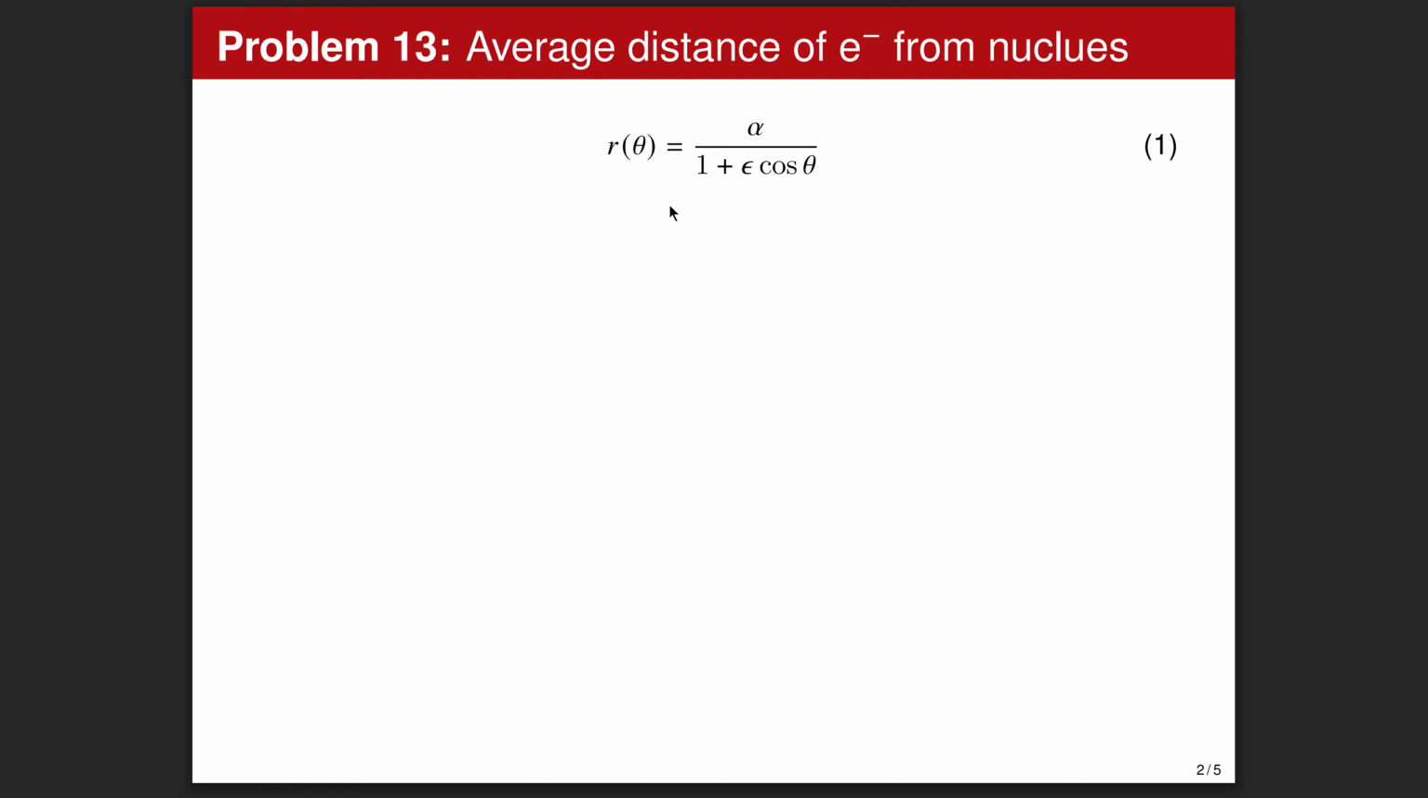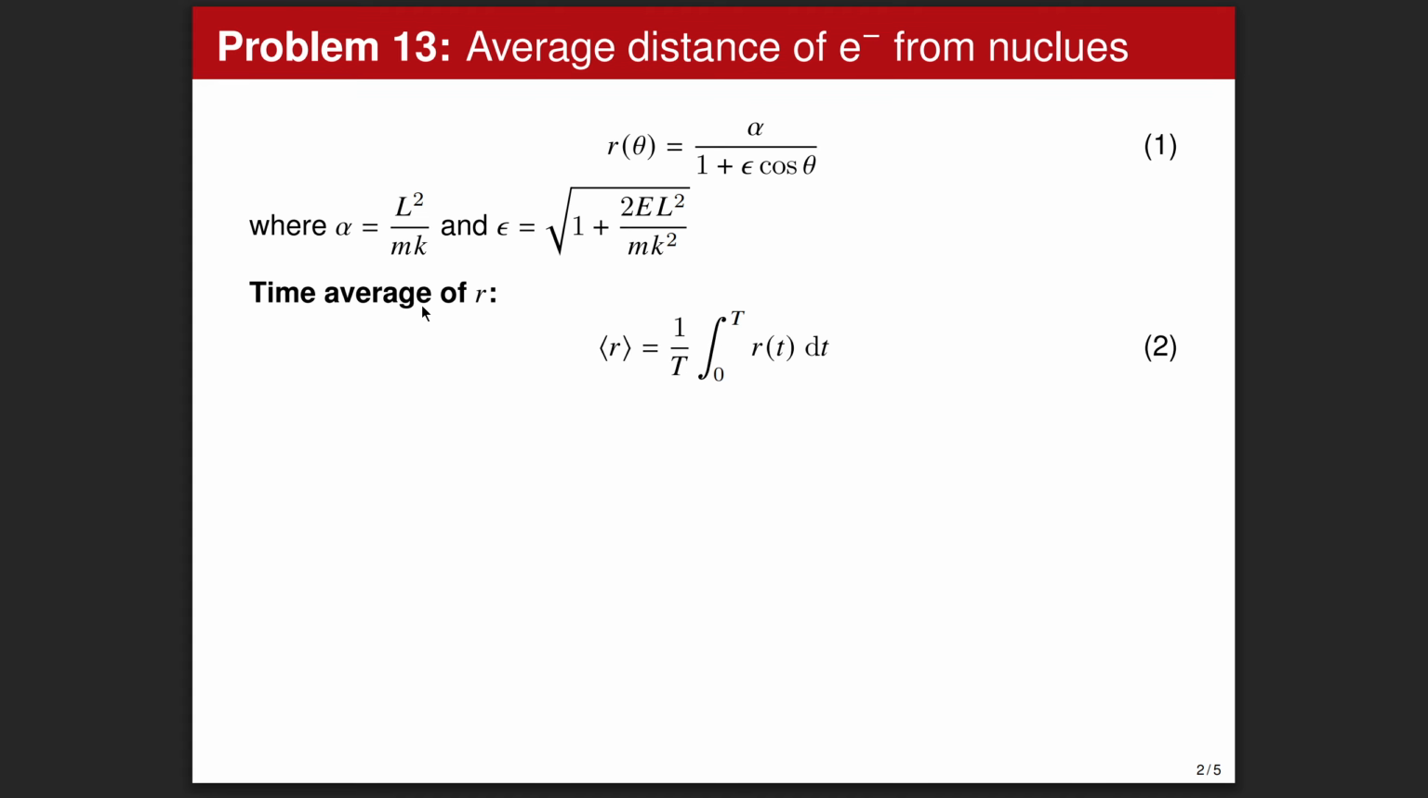So let's start with the equation of orbit, which is given in terms of alpha and epsilon. Alpha is the latus rectum and epsilon is the eccentricity, which you can look up in a textbook of classical mechanics. Now let's consider the time average of r, which is given by 1 upon capital T times the integral of r of t dt from 0 to capital T, where capital T is the time period.